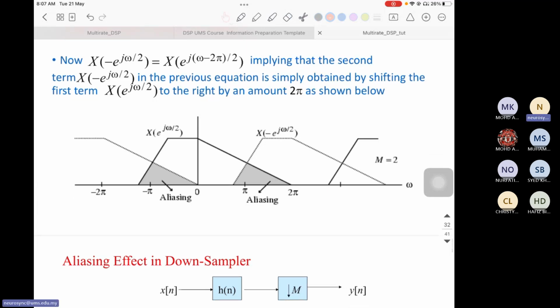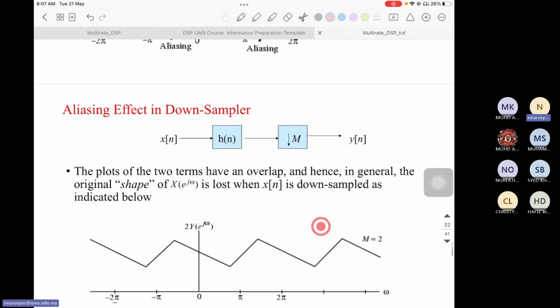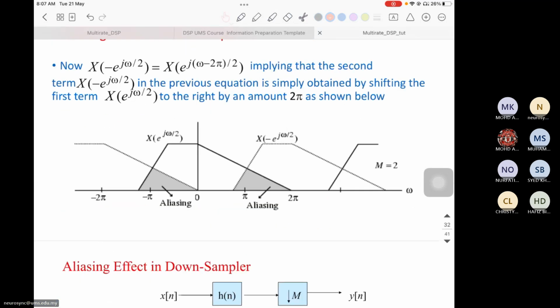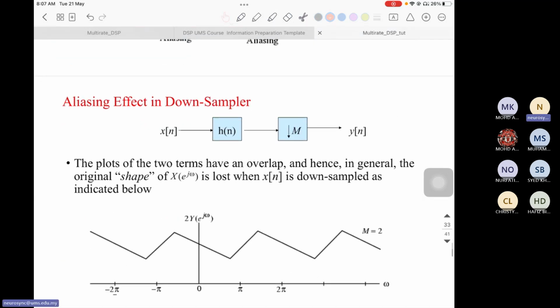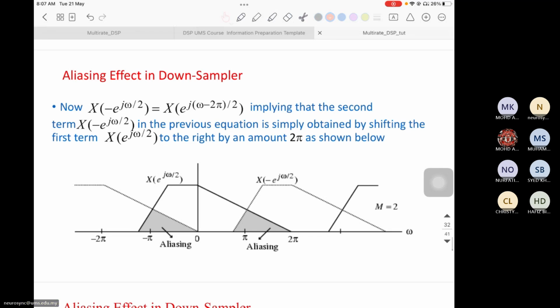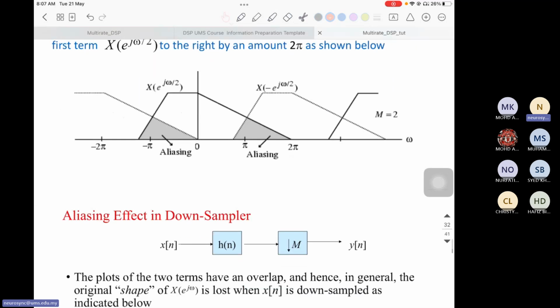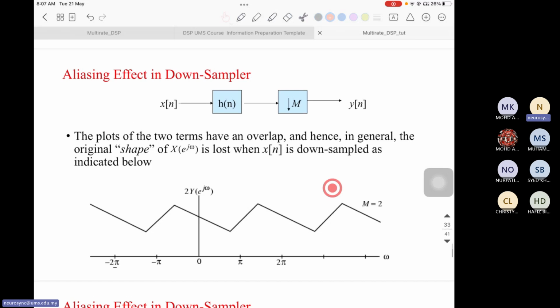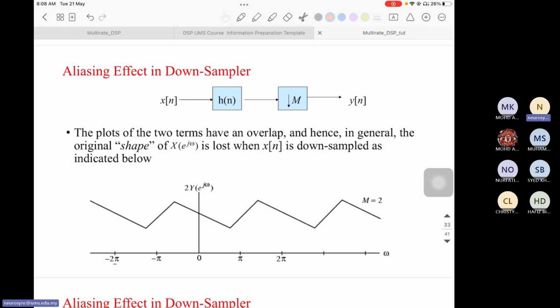Now there is an aliasing effect here, in the downsampler. We cannot directly shift the signal by an amount 2 pi here. Why? Because there is overlapping here. Now the aliasing effect in this downsampler, so the downsampling I can show in the block diagram like this.